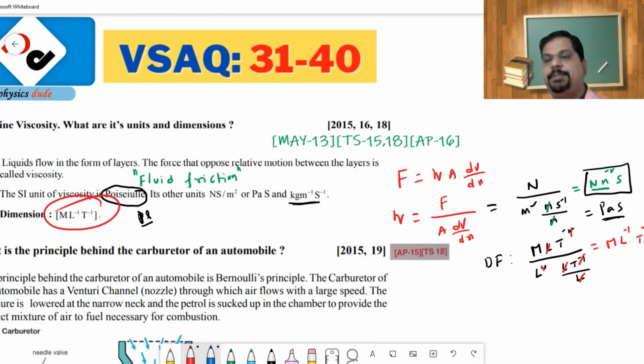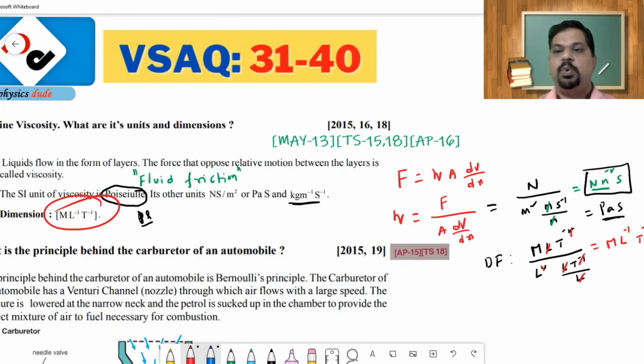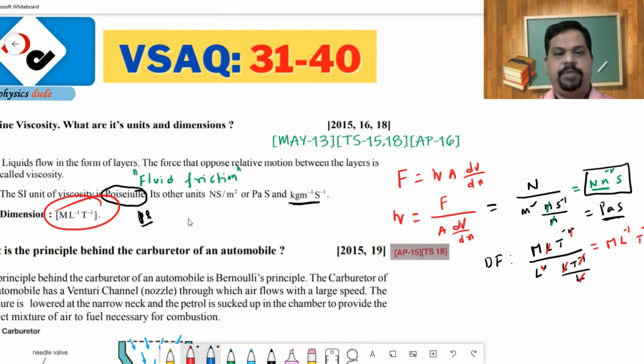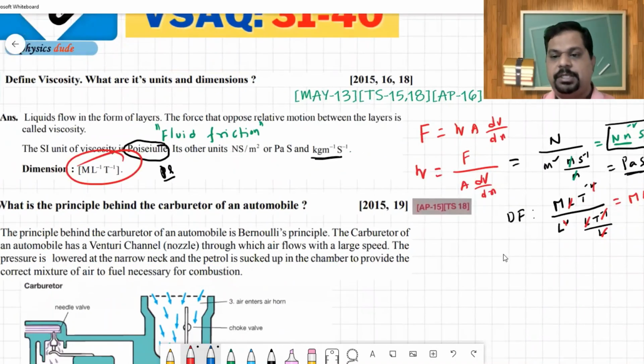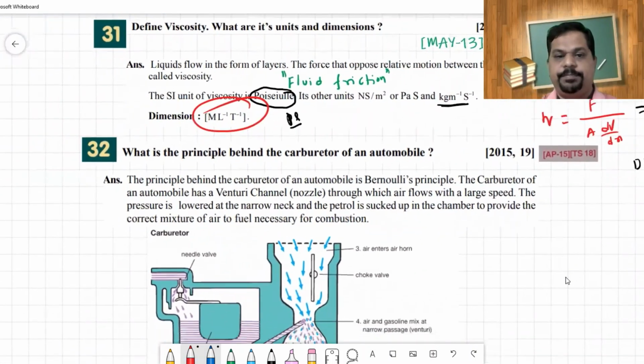So it is always better to remember how to calculate the unit and how to calculate the dimension formula. In that way, it is easy to remember. So this question is very simple. What is the coefficient of viscosity? That is nothing but viscous force. Let's go to the next question.